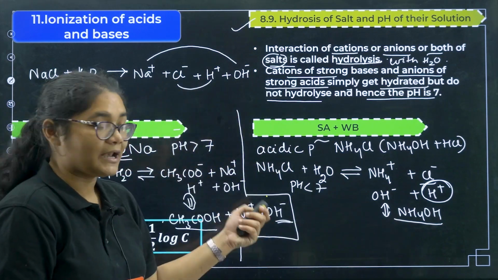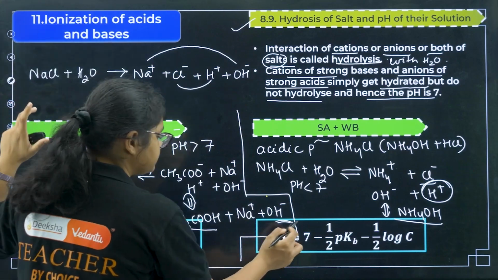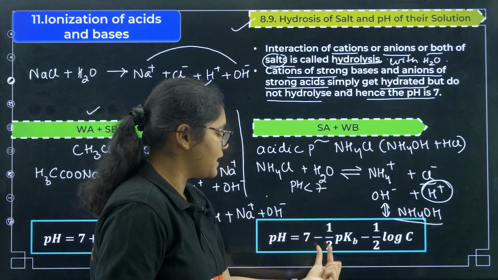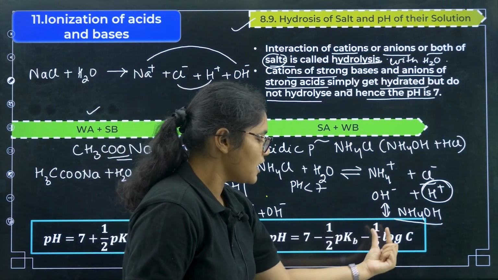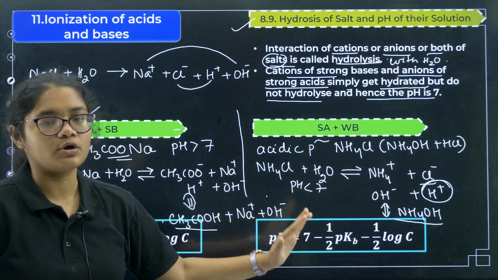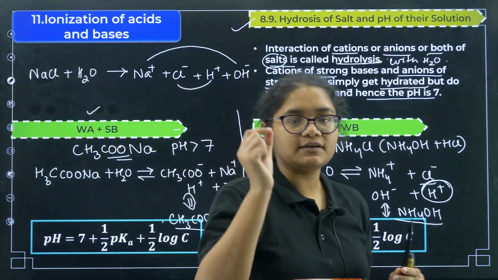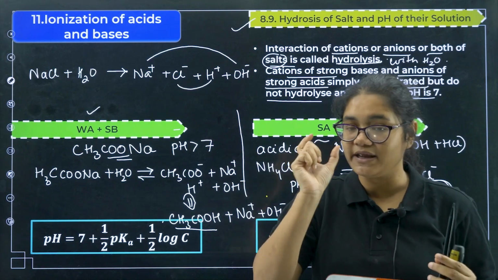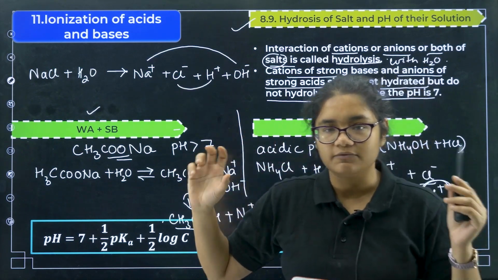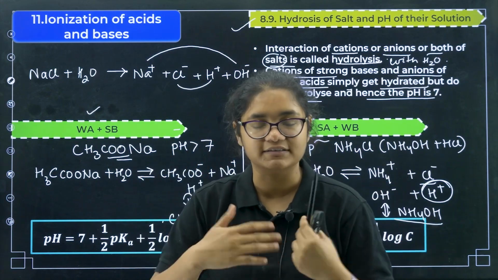But there is a formula to calculate the exact pH value, that is pH is equal to 7 minus half pKb minus half log C. 7 minus half pKb minus half log C, okay. So how will you remember? See, if it is a weak acid and strong base, base is what? Strong, so the medium will be basic. If it is a strong acid and weak base, so the strong one is acid, so it will be an acidic salt, acidic solution.